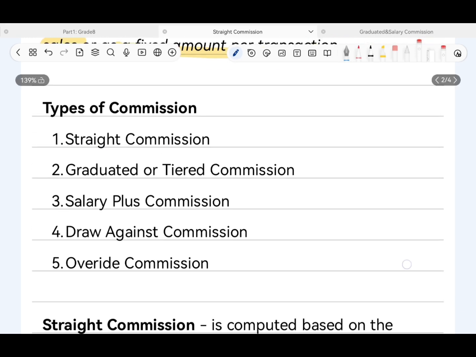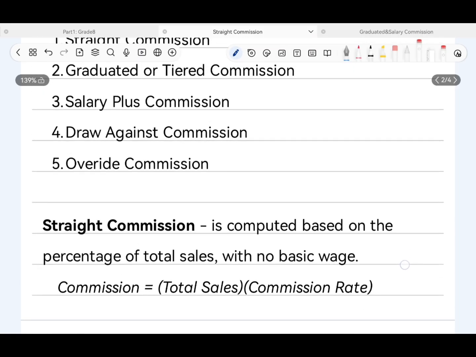Okay, so let's define what is straight commission. So when we say straight commission, it is computed based on the percentage of total sales with no basic wage. Okay? So meaning, sa straight commission, wala kang basic salary. Tandaan, wala kang basic salary, commission lang talaga. Okay? So, for our formula, we have here commission is equal to total sales times commission rate. Okay? So, yung gagawin mo lang dito is to multiply the total sales and the commission rate.